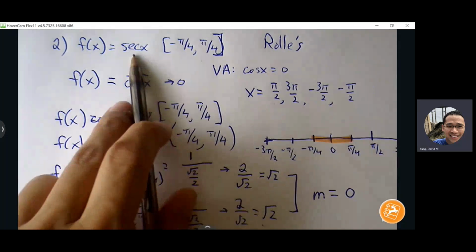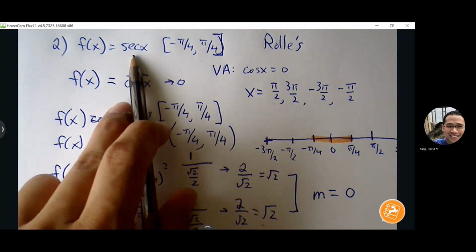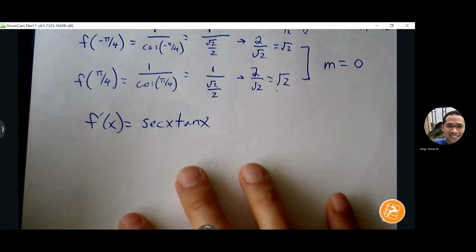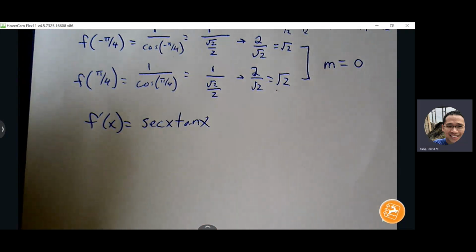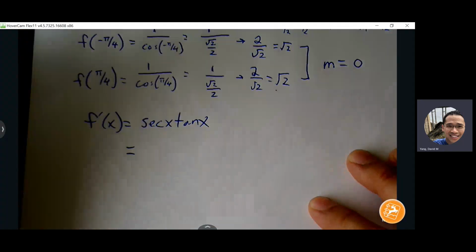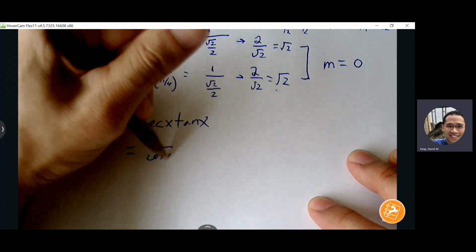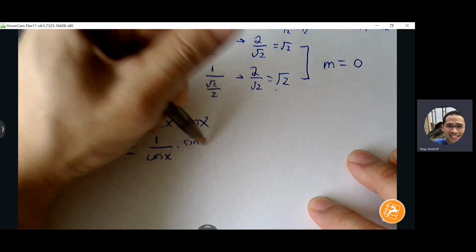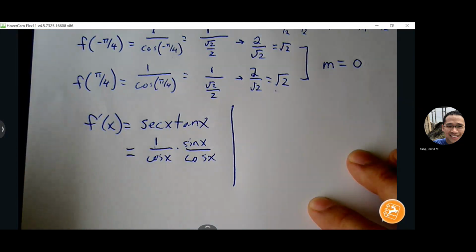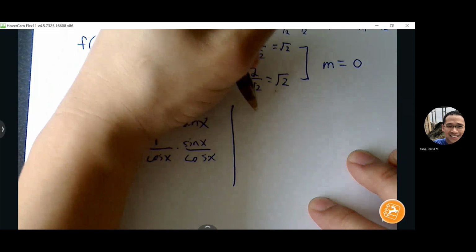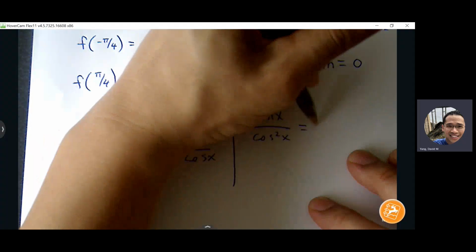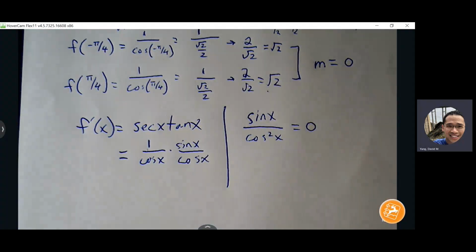What's secant's derivative? Yep, secant times tangent. So we're going to set secant tangent equal to 0. Things feel more familiar if I can get this in terms of sine and cosine. I think we just prefer to think in terms of sine and cosine. We can recall values faster, right? So if I multiply that out, it's really just sine of x over cosine squared x. That's my derivative. Okay, so I want to know when my derivative is equal to 0.